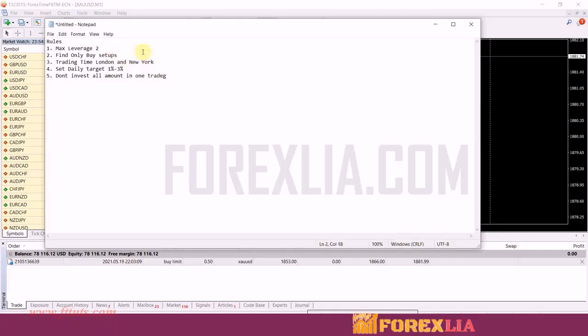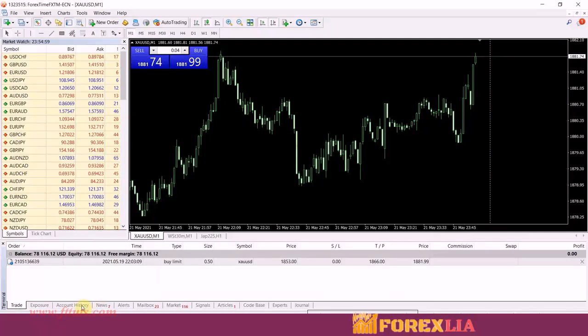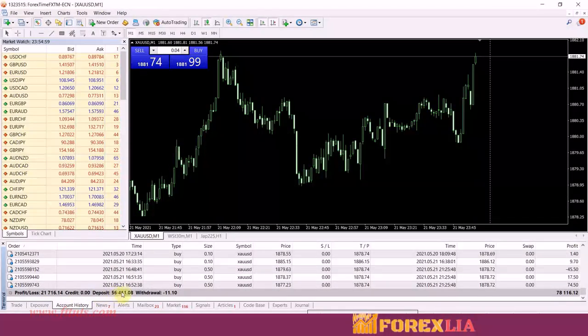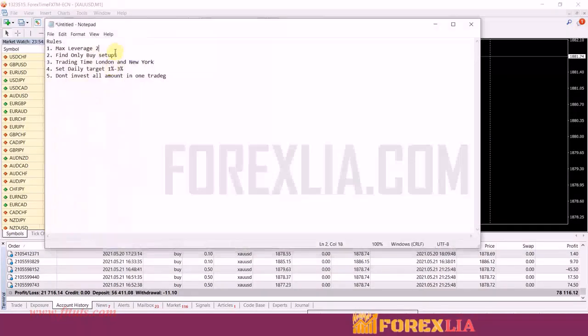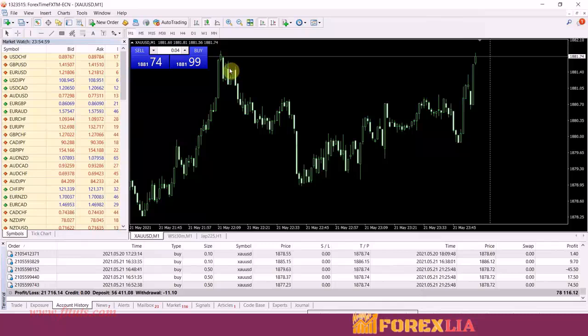The first rule is, how much maximum leverage do I use? I use 1:2. I do not use leverage of more than 1:2. Now what is 1:2? If I have $56,000 in my account and I use leverage of 1:1, how much can I take? Here I can take a lot size of 0.56. If I am not using leverage, it means the same. If I am using a leverage of 1:2, then double it. I can take a maximum size of 1.10.